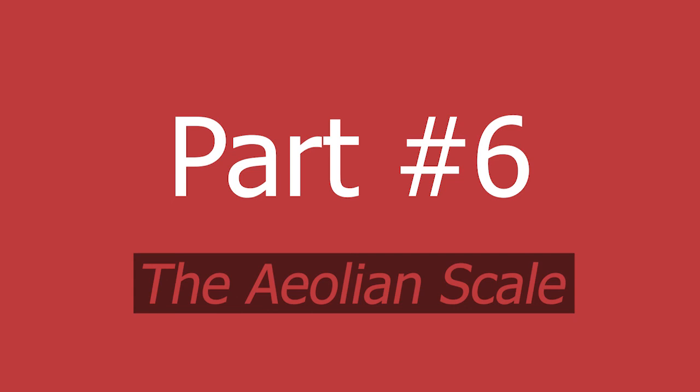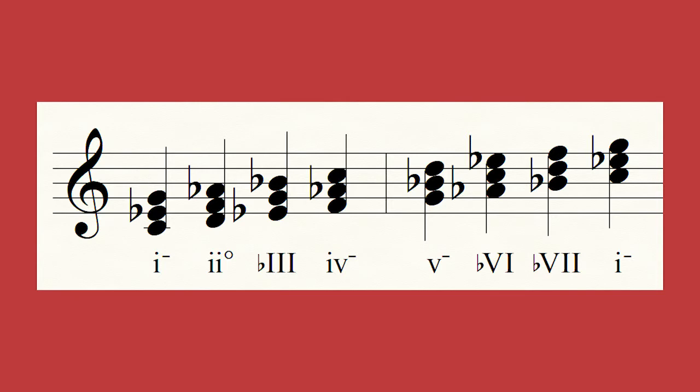So we have the minor scale next, or Aeolian. Here we have a 1 minor chord, a 2 diminished chord, flat 3 major chord, a 4 minor chord, a 5 minor chord, a flat 6 major chord, a flat 7 major chord, and then we're done.